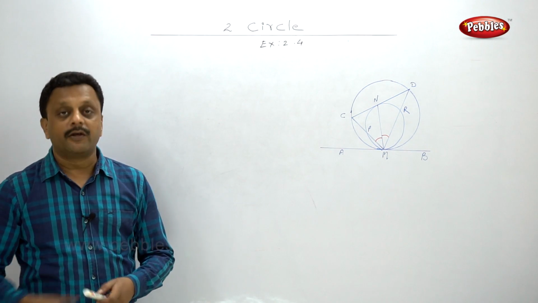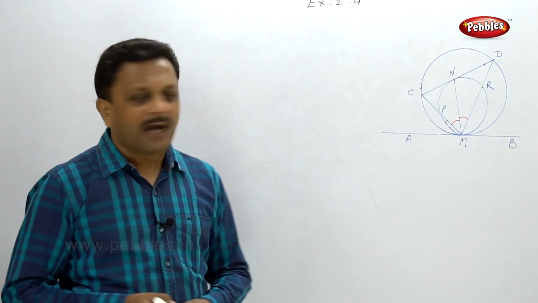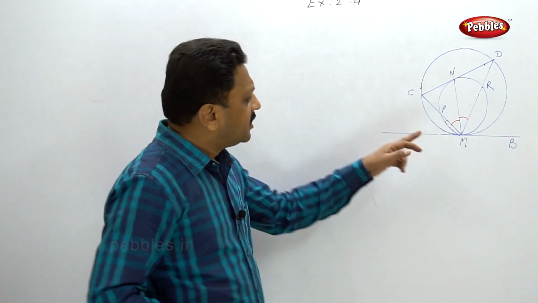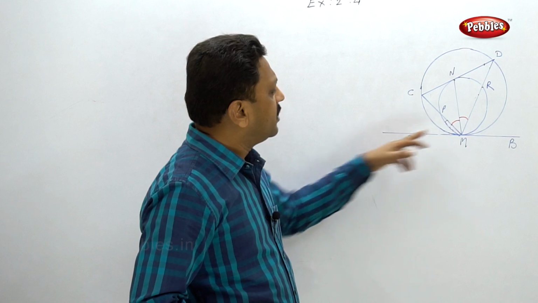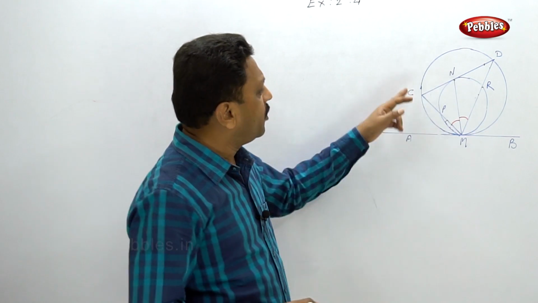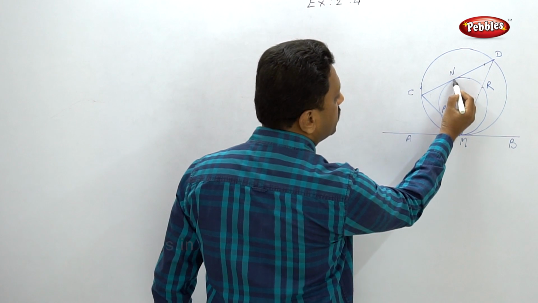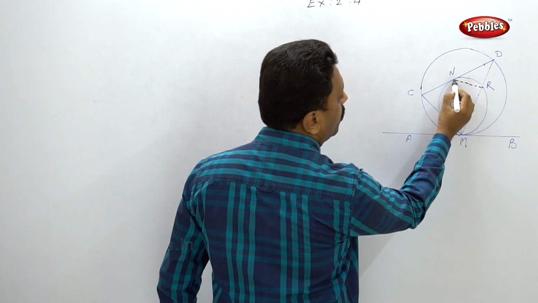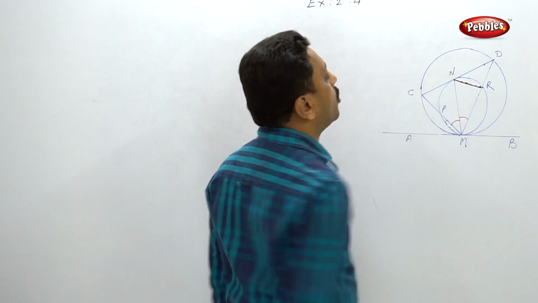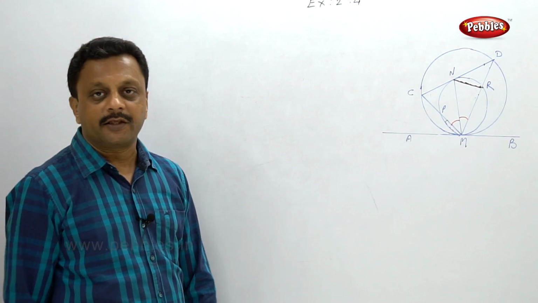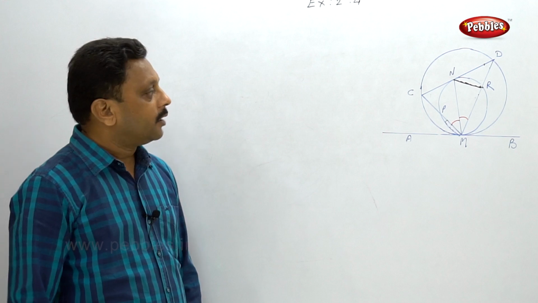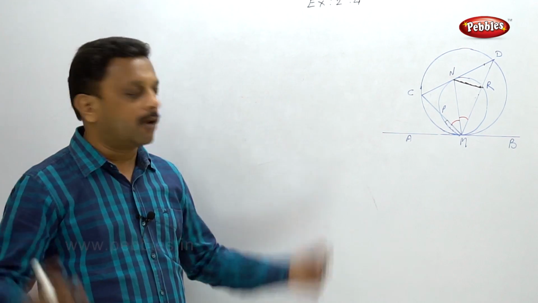Now, how will you proceed? I just have to add one construction here. Since here it is a tangent and lots of chords are there, but for this tangent there is no chord, so I'll just draw one chord here, that is NR. Okay, I am joining this NR. Now let us see what we know about this.